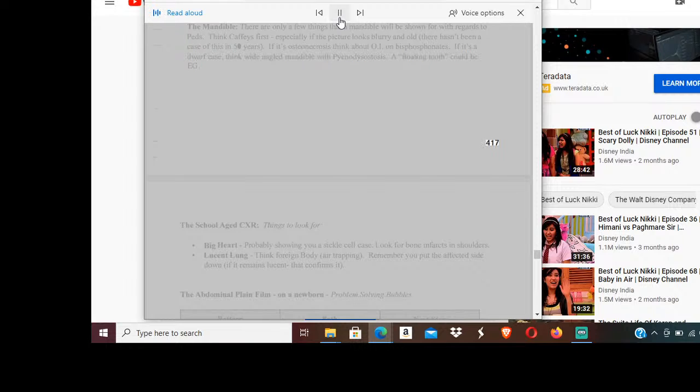417. The school-age CXR, things to look for. Big heart, probably showing you a sickle cell case. Look for bone infarcts in shoulders. Lucent lung, think foreign body, air trapping. Remember you put the affected side down, if it remains lucent that confirms it.